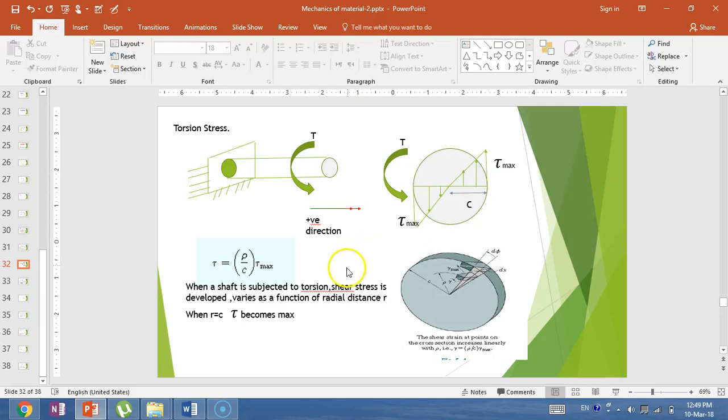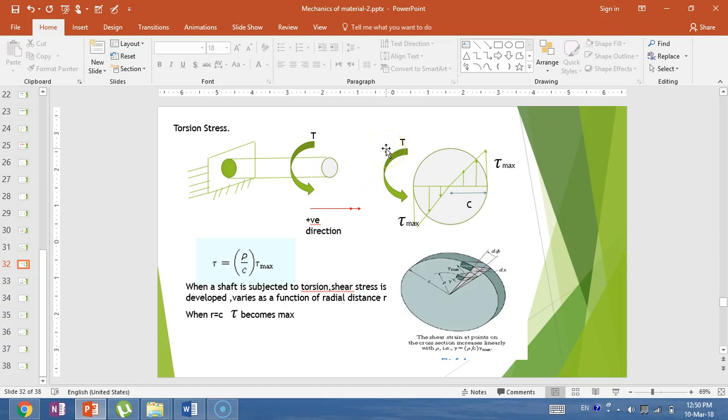Hello and welcome back. The new topic is the torsion stress. If we have a tube which is fixed at the end and we have applied torsion T in the positive direction, when you apply the torsion in the anti-clockwise, this will be considered as in the positive direction, represented by the double-headed arrow.